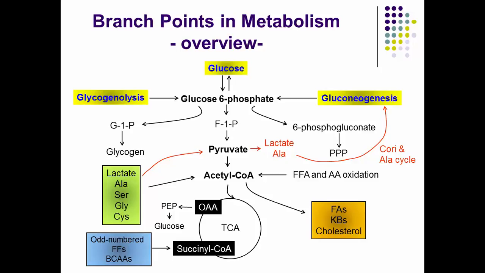And the last one is succinyl-CoA. Basically, it is from the oxidation of odd-chain fatty acids and branched-chain amino acids, and enters the TCA cycle, and can be used for gluconeogenesis in the fasting condition, right? So just try to connect all these metabolic pathways by these four branching points, right?